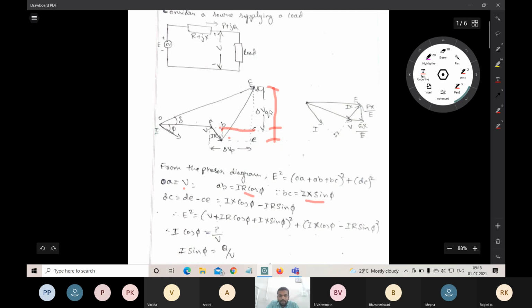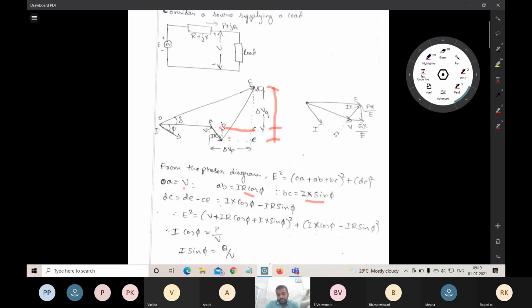So DE will be given by our IX cos phi. Just consider one more right angle triangle here. So DE will be given by IX cos phi, and similarly CE. Here it is not actually a right angle triangle. The CE and AB both are the same.